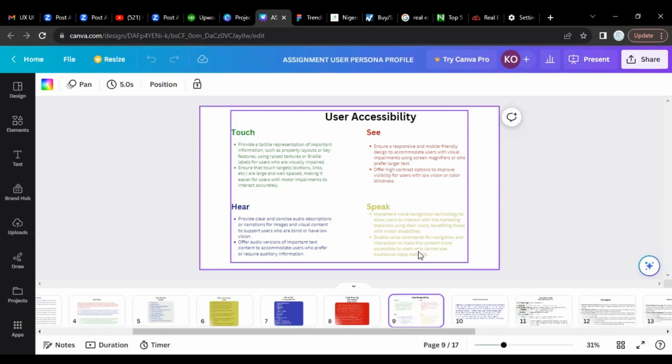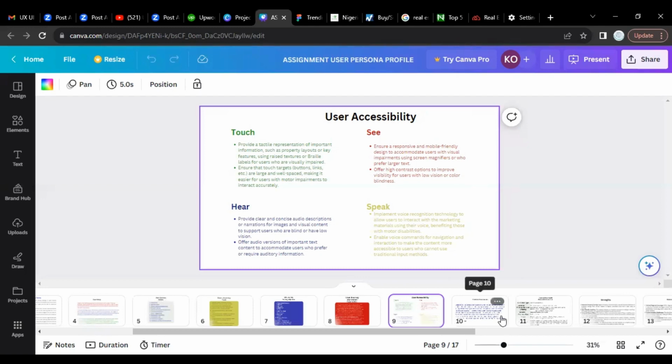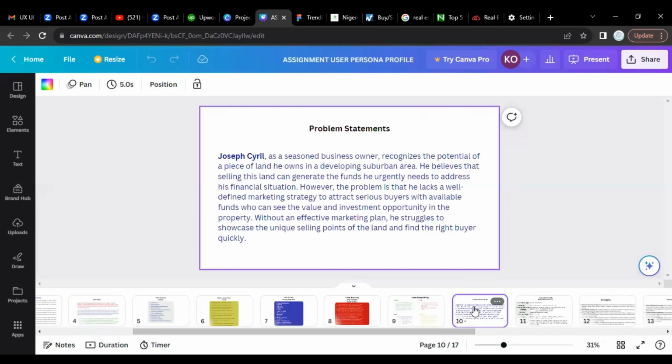Based on that, we can come up with a solution to make it more accessible and make it easier for the user experience. I also take note of that. This is the problem statement.